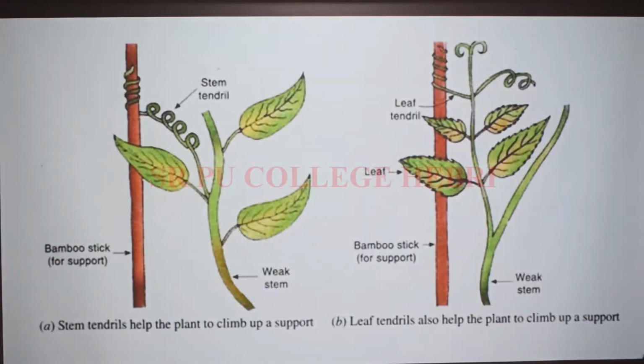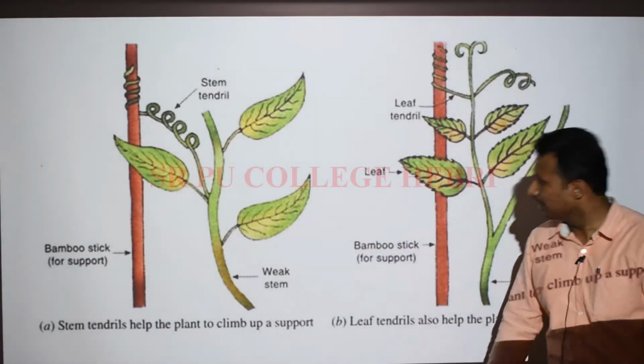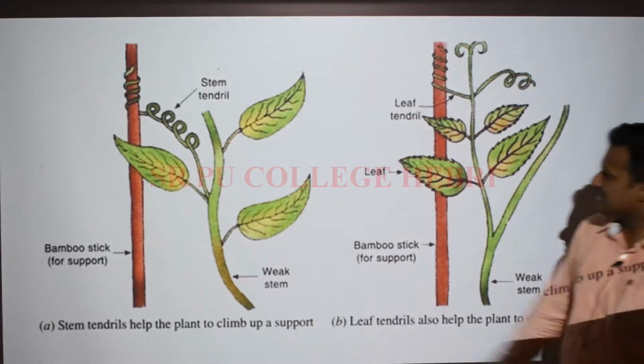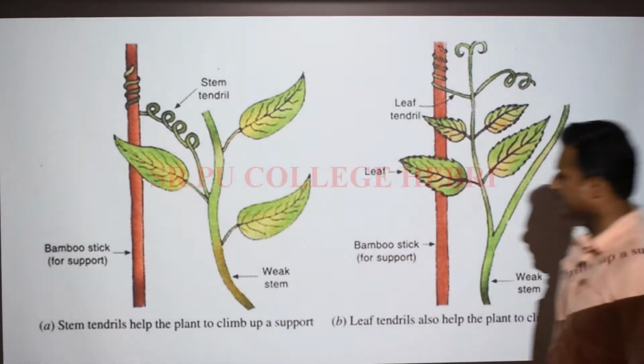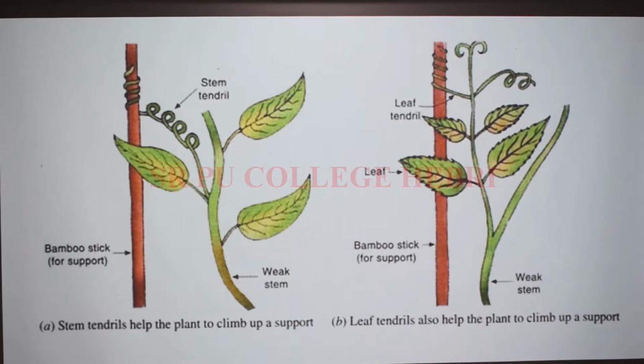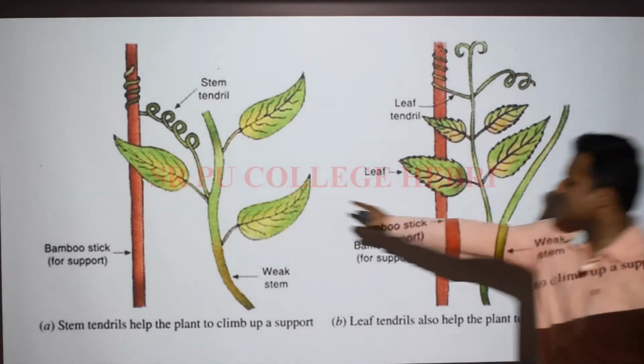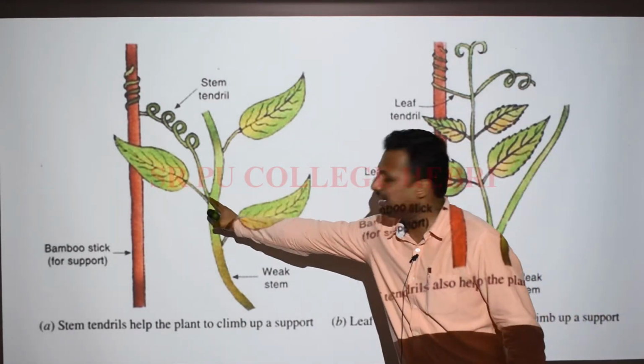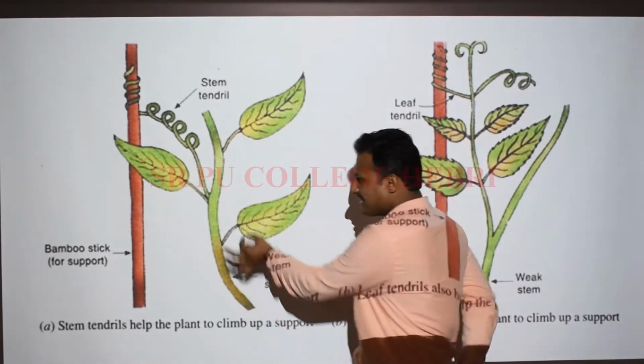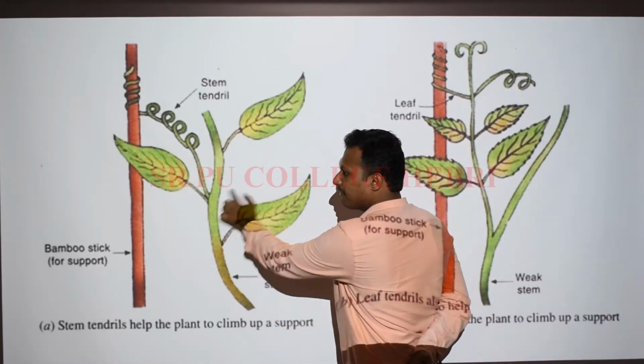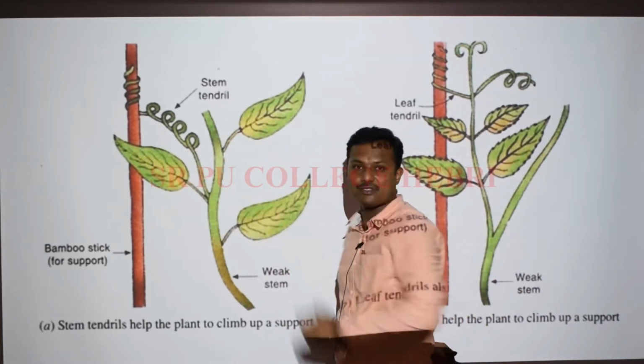Moving forward, this is the modification of the stem for mechanical support. This is called stem tendril. See, stem tendril and leaf tendril, there is a difference. You can see it from the axil. Axil means it is the region between the leaf base and the axis of the stem.